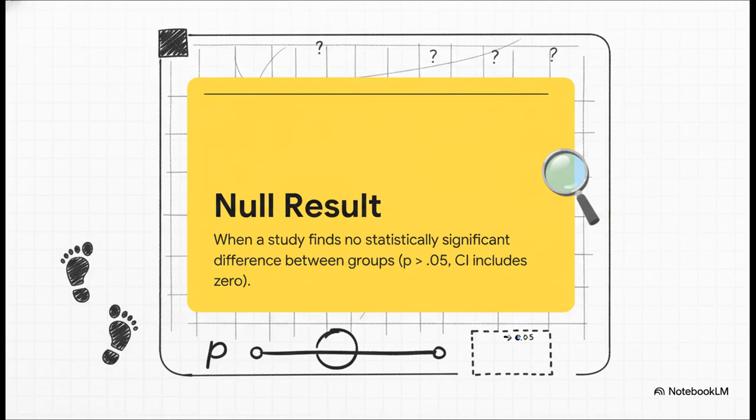The official term for finding nothing is a null result. Basically, this just means there's no statistically significant difference between your groups. You'll know you've got one when the p-value is bigger than 0.05 or when that 95% confidence interval actually includes 0, which means no difference is a totally plausible outcome.